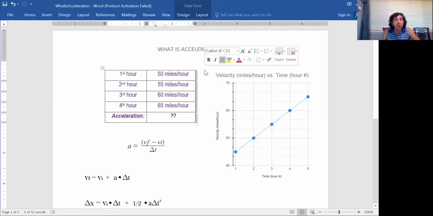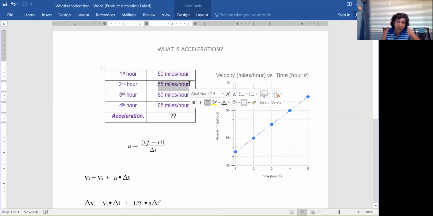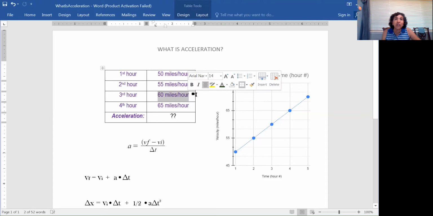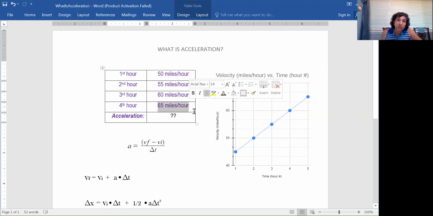Second hour, you got a little more brave and you put the pedal to the metal. And for the whole second hour, you're now at 55 miles per hour. Then the next hour, you're a little bit more brave. And now with more courage, you're going to press the metal to the pedal. And now you're going 60 miles an hour. And you guessed it, the fourth hour, you're finally confident in going the speed limit and you're going 65 miles an hour. The question is, what is the acceleration? How much did you accelerate?